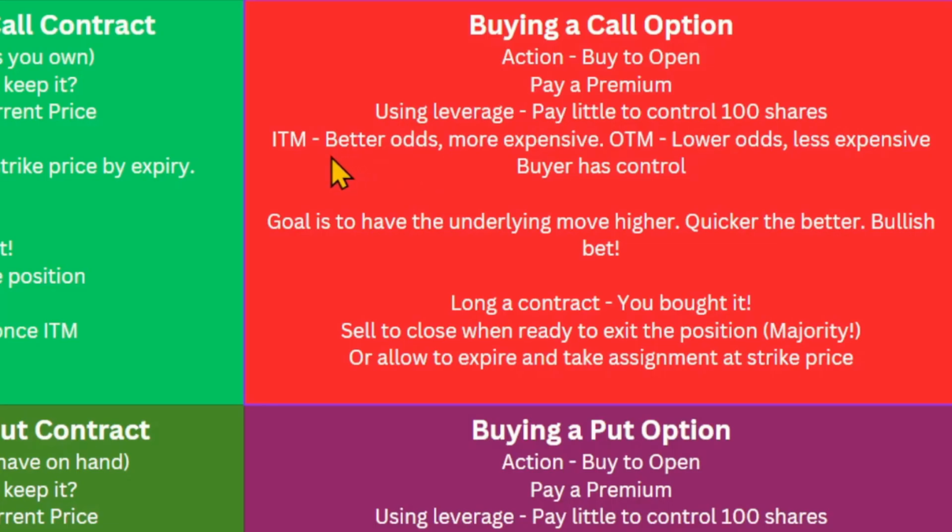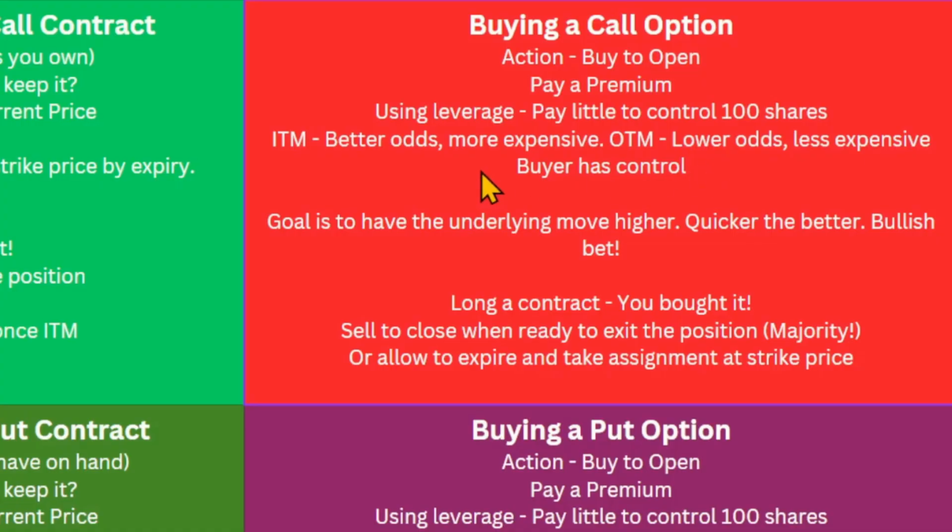Now there's a concept that comes along with options, and that is in the money and out of the money. So I kind of have that spelled out here. In the money gives you better odds if you're buying a call option, but it's more expensive. If you do out of the money, that's lower odds, but it's less expensive. So what does that mean?